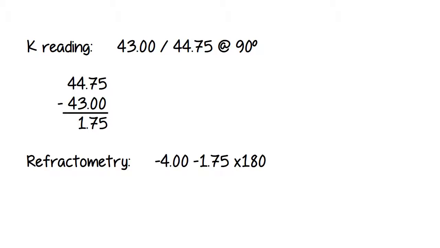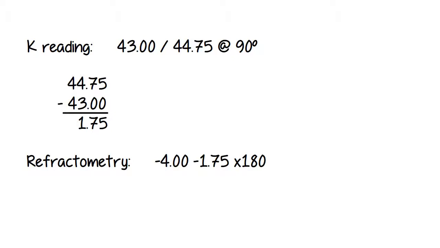With our first patient, we get K readings of 43 diopters and 44.75 diopters at 90. The corneal astigmatism for this patient will be the difference between the two readings. So that's 1.75 diopters of astigmatism. When we do refractometry, we get -4 -1.75 at 180. So we get 1.75 diopters of cylinder through refractometry, which checks out with the 1.75 diopters of corneal astigmatism we got from keratometry.